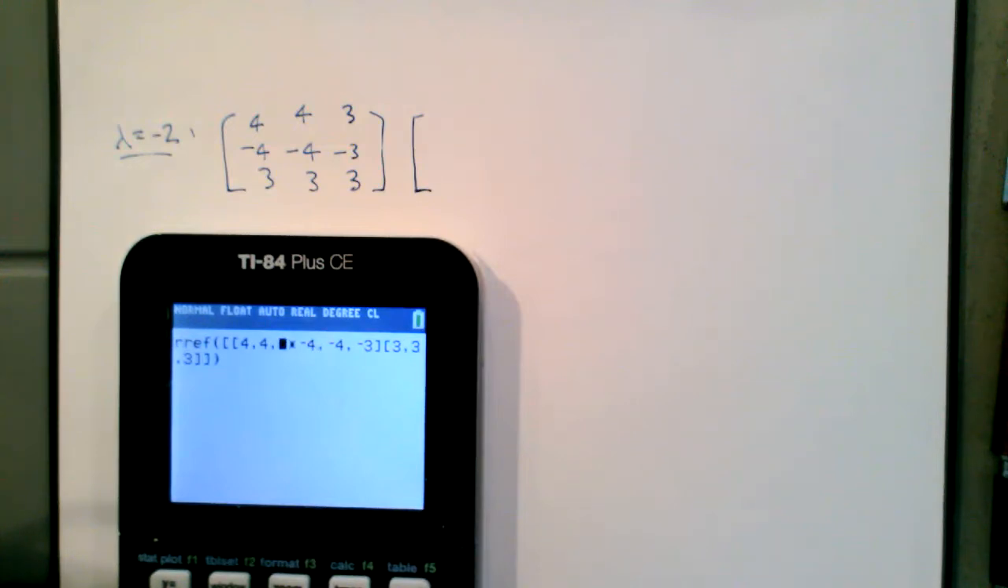Oops, I didn't hit it. So, 4, 4, 3, negative 4, negative 4, negative 3, 3, 3, 3. Now do I have a valid dimension? All right, don't do this without your contacts on. So I end up with, looks like we have, once again, one free variable.